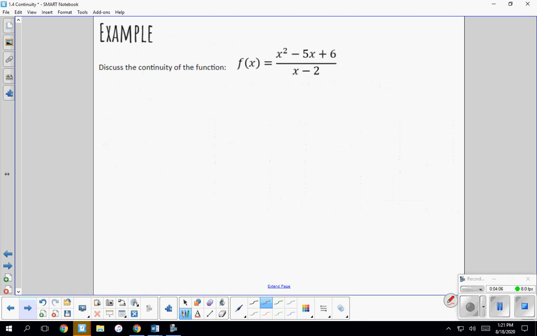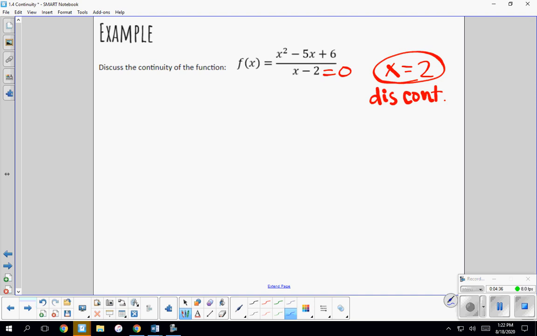So here's our first example. Discuss the continuity. So we should remember from previous courses that we do not want the denominator to be 0. So we first need to figure out when the denominator equals 0. And here we see that at x equals 2, we have a discontinuity. That means if I were tracing this thing with my pencil, I would be able to do it everywhere except right at 2. Something happens at 2. So we try to factor to see what exactly happens.